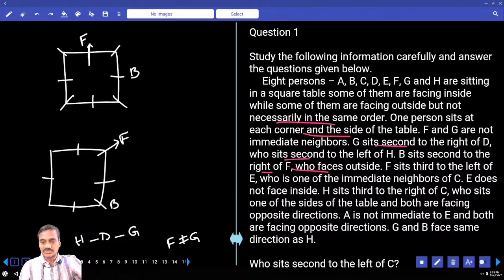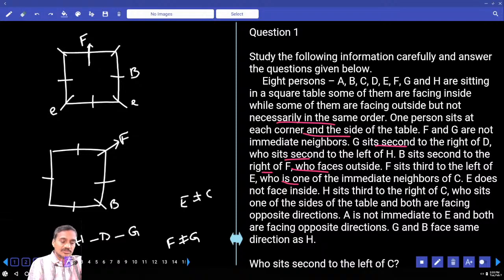F faces outside. F sits to the left of E, and E is not an immediate neighbor of C. Hence E and C are not adjacent to each other.